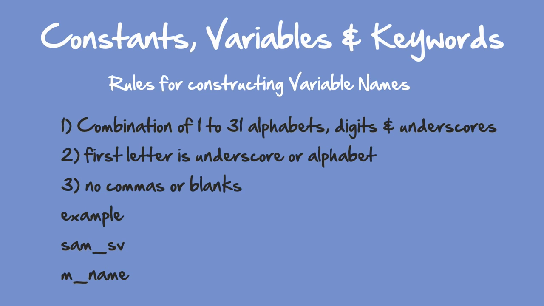So here there are rules to construct variable names. These rules are important, so just concentrate here. You can construct a variable name with a combination of 1 to 31 alphabets, 0 to 9 digits, and only one symbol, which is the underscore. The first letter is an underscore or an alphabet. No commas or blanks are allowed. Examples are like this: you can give any name like SAM_SV, M_name, like that.